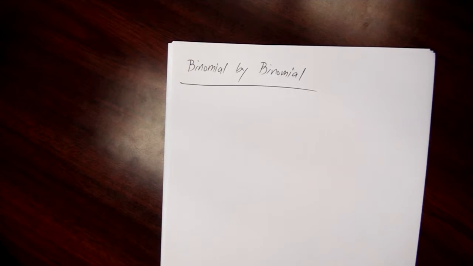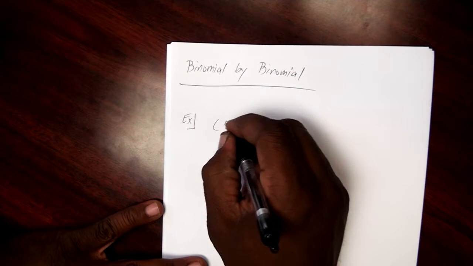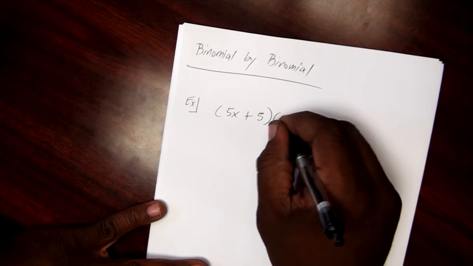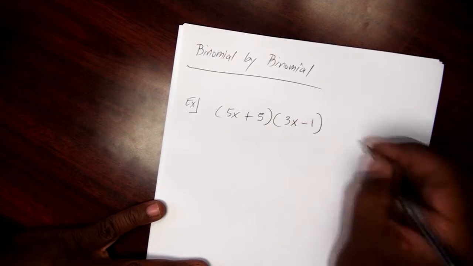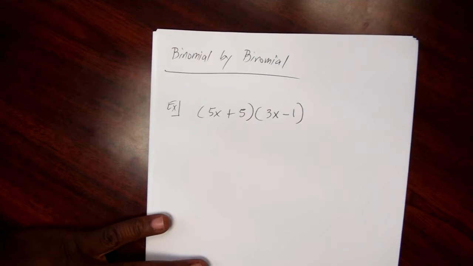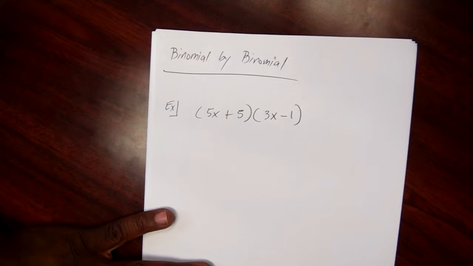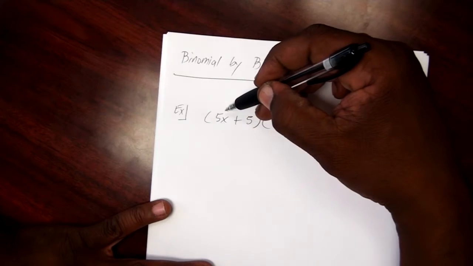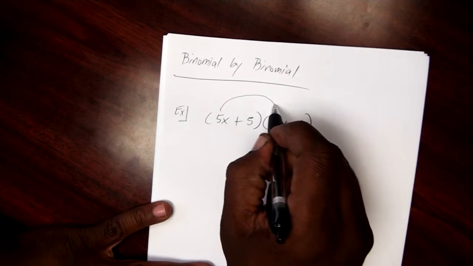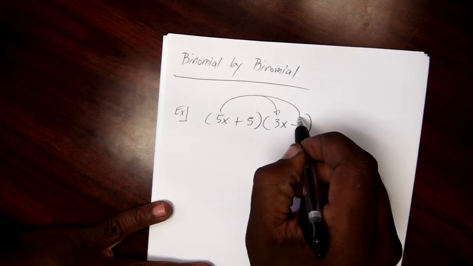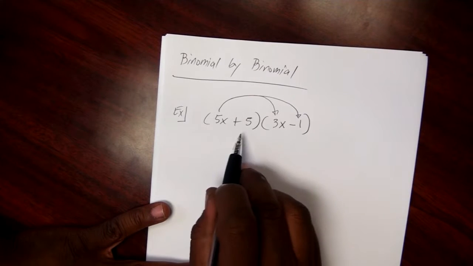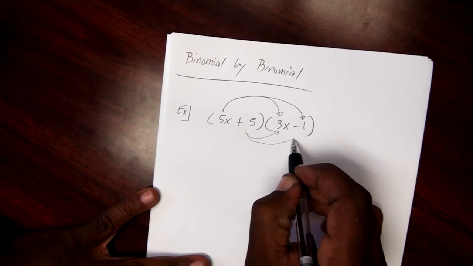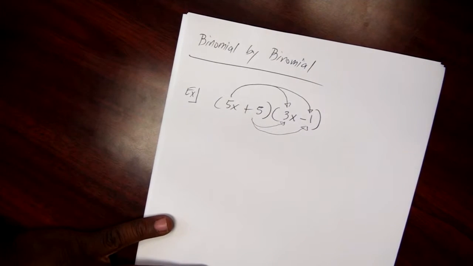So let's take a look at an example. 5x plus 5 times 3x minus 1. So here I'm multiplying two binomials. The first method I'll use is the distributive property method. In order to use that method, I'm going to take the 5x term and distribute it, or multiply it, with every term in that second set of parentheses. And then I'm going to take the second term in my binomial, which is 5, and also multiply it by every term in the second set of parentheses, and then I'm going to add everything together.